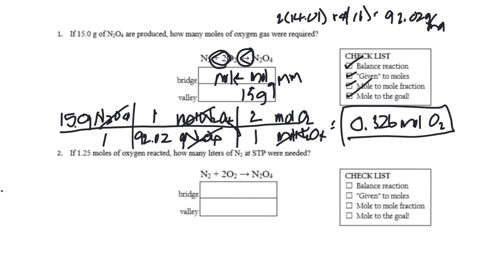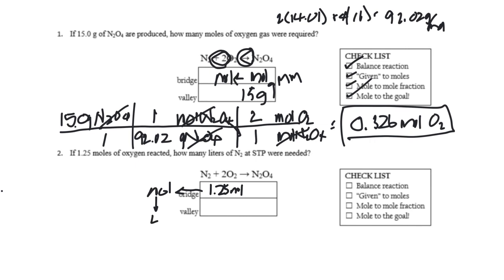So we have a little twist now. We haven't done any with liters yet. So what we're going to do is we're still going to follow our same steps. I'm starting with 1.25 moles of oxygen, so that's going to go under oxygen. I want to get to nitrogen. I'm sorry, I don't have enough room. I'm just going to go this way. I want to get to moles nitrogen, and then ultimately, I want to get to liters of nitrogen.